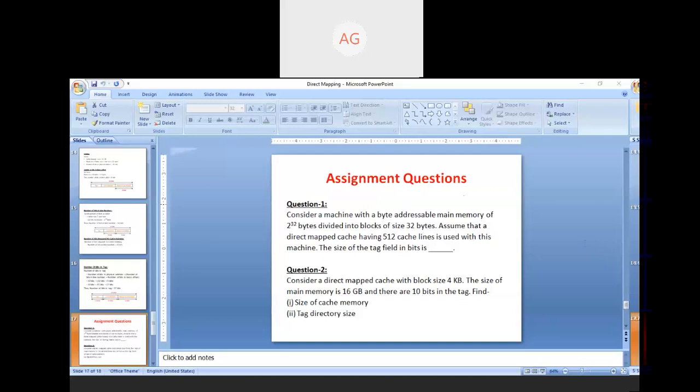So we are moving to the next topic, which is fully associative mapping. Have all of you taken the picture of these two questions? Just write in the chat box. You need to solve these questions next week and submit them in the Google Classroom for Computer Architecture.